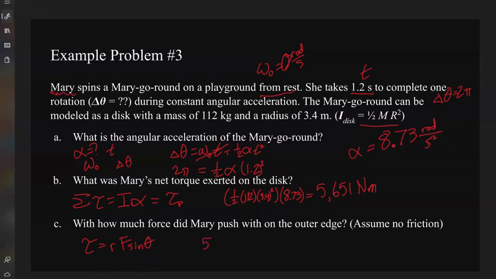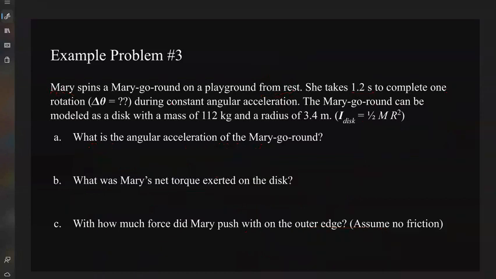So the torque, 5,651 Newton meters, equals the radius at the edge of the disc, because Mary would push at the edge, times the force. So 5651 divided by 3.4 meters, we would get that the force would be equal to 1,660, going to 3 sig figs, newtons. So there's our force that Mary pushes with. All right. If there's that problem there, let's keep chugging along.